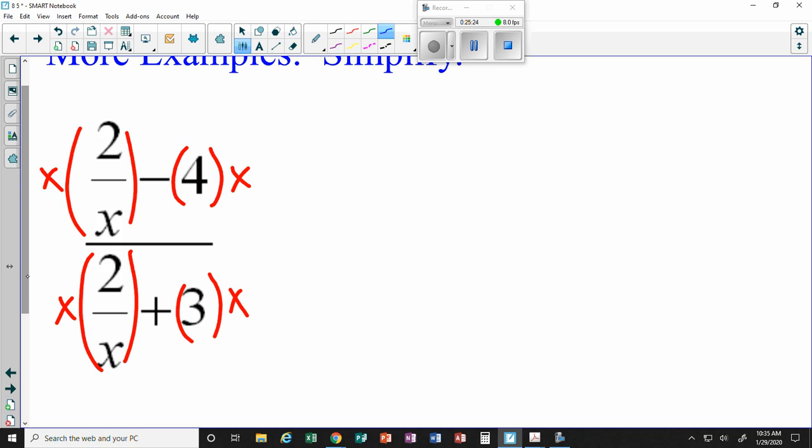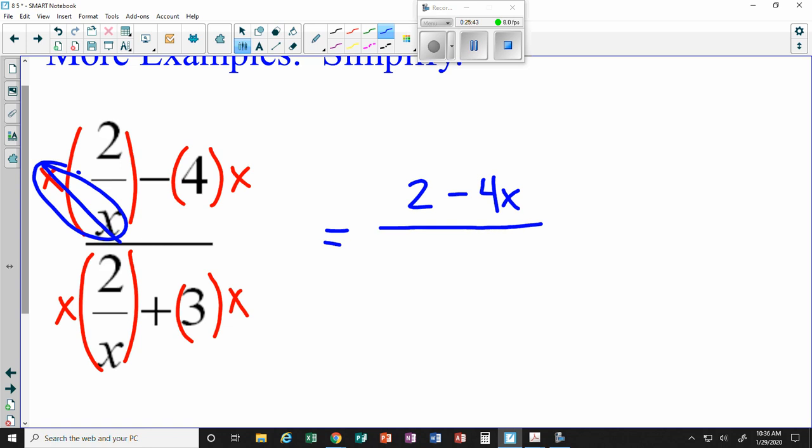So when I do that, what happens over here? I'm multiplying by x and dividing by x, so those cancel. What am I left with there? 2 minus, well, it's just 4 times x, which is 4x. All over, what am I going to end up with on the bottom?